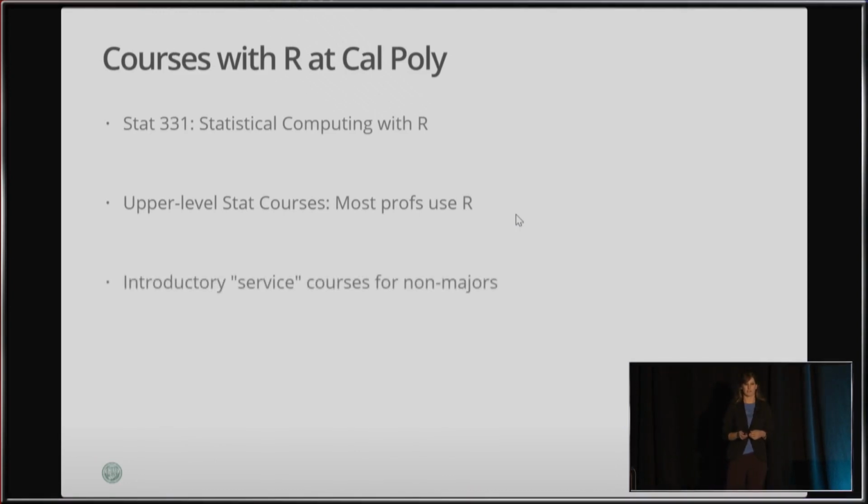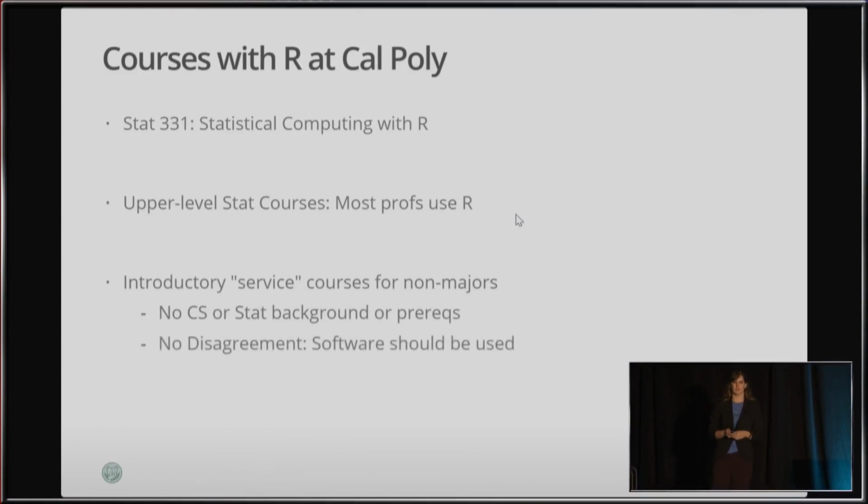But then we also have these service level classes, what we call the introductory classes for non-majors. And these are the classes where there's no stat or CS background, there's no prerequisites of any kind. And so everyone agrees that these students should see software in some way. But typically people are using applets. There's some debate over whether we should use R or use something, an applet or JMP or Minitab, some of these easier point and click approaches. That's debatable. There's no opposition to using R as the tool.